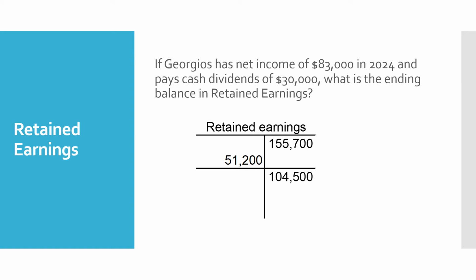And then we did the stock dividend, which reduced the account by $51,200. So the last time we were looking at this account, we had a balance of $104,500. So if Georgios has net income of $83,000 in 2024 and pays cash dividends of $30,000, what is the balance in our retained earnings account going to be? Take a minute and compute that before you go on.